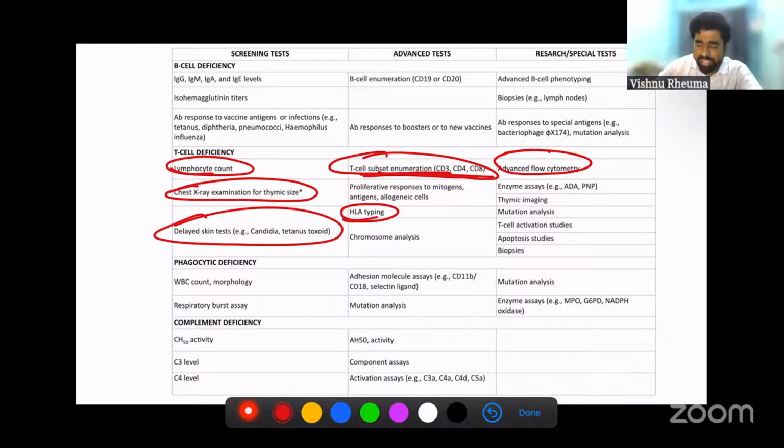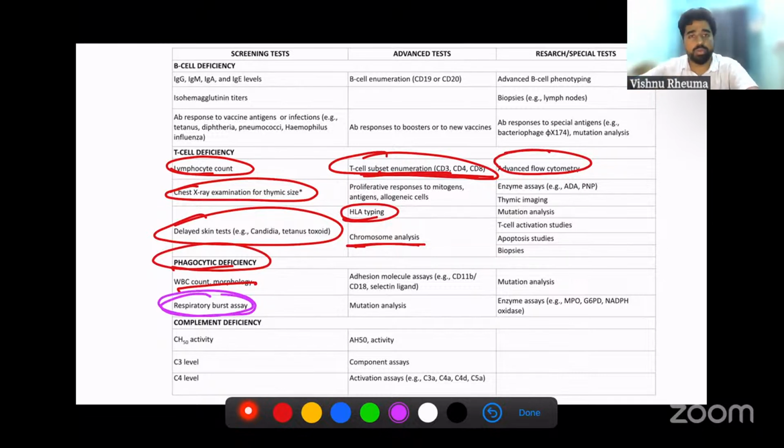Then HLA typing you can do: what are the HLAs that you have? Then chromosome analysis and genetic testing. All of these are your advanced tests. For phagocytic defects, in your basic tests, if it is leukocyte adhesion defect, then WBC count is increased. Otherwise, in neutropenias, WBC count is decreased. Then the respiratory burst assay. If you remember, the dihydrorhodamine test and nitroblue tetrazolium.